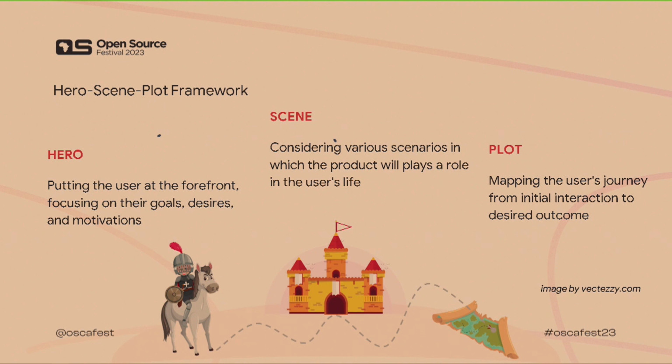The last part of this framework is the plot. This is mapping the user's journey from the initial interaction to the desired outcome. From the very moment that your user begins using your solution to when they get their desired goal, you want to effectively map every single touch point the user is going to encounter while using your solution, and map out the easiest, quickest route from the beginning to the end of this interaction.